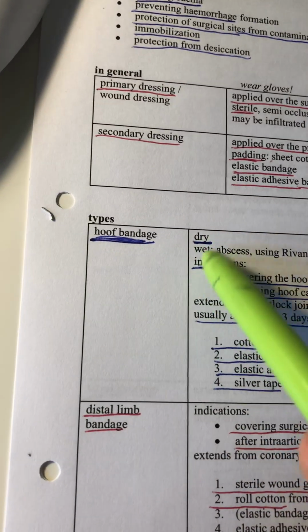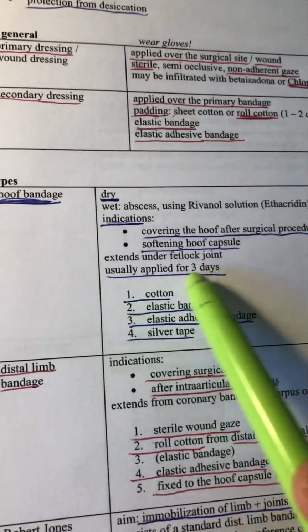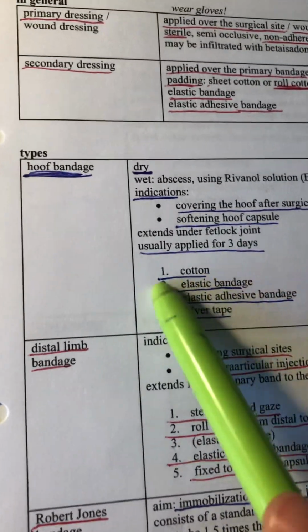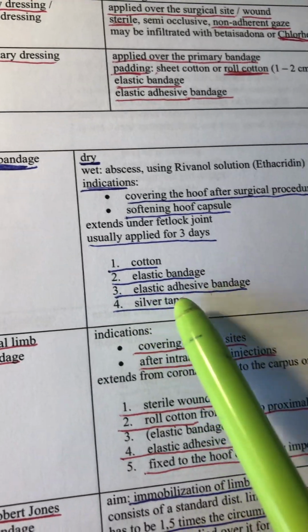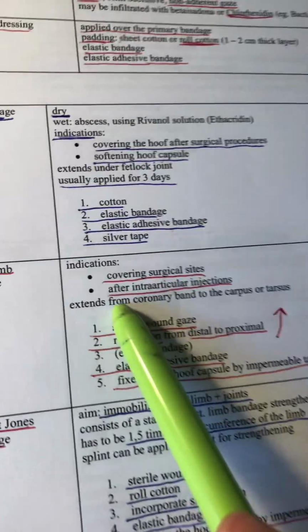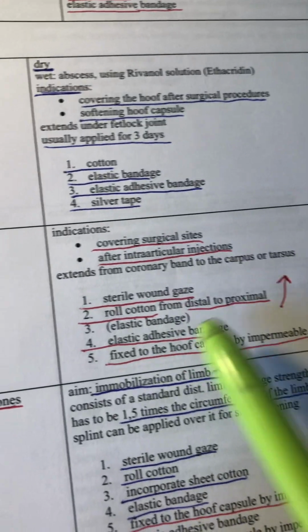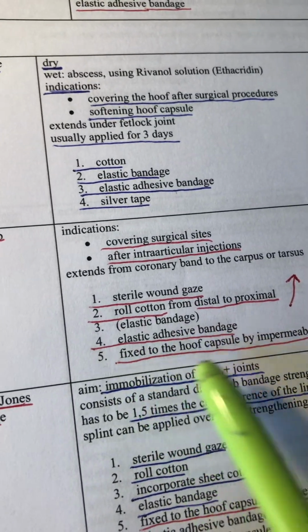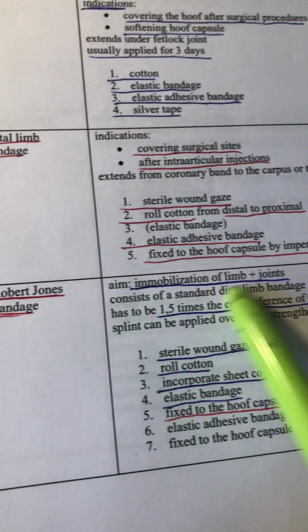So for the hoof bandage, make sure it's dry. The indications are covering the hoof from surgical procedures and softening the hoof capsule. It's applied for 3 days usually, and so apply cotton, elastic bandage, elastic adhesive tape and silver tape. Distal limb bandage: you cover the surgical sites or after intra-articular injections. So roll cotton from distal to proximal, add elastic adhesive bandage and fix the hoof capsule by impermeable tape, as seen here.